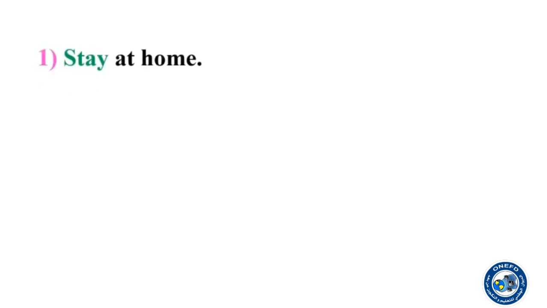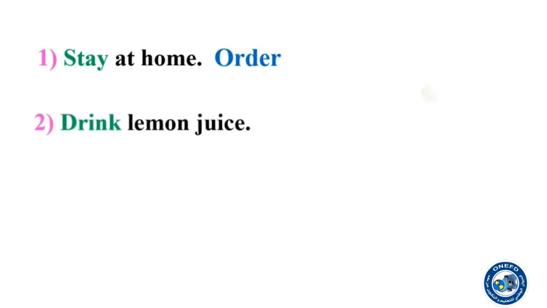Let's take sentence 1. Stay at home. Stay at home is an order. It starts with the verb stay. It is in the affirmative form. Staying at home is good.